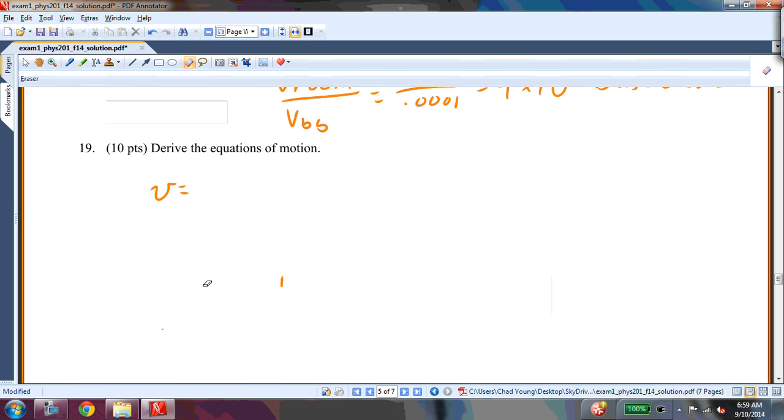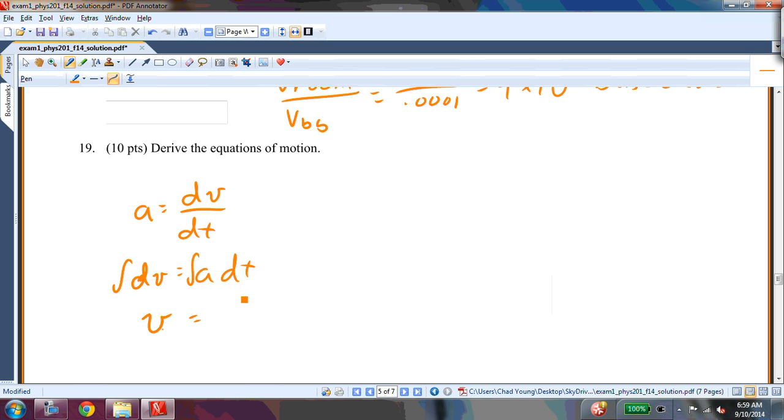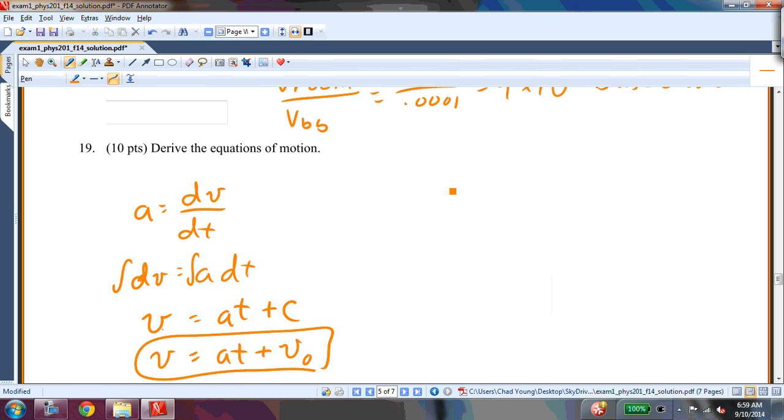We start with the definition of acceleration. a is equal to dv/dt. dv equals a dt. Integrate both sides, the integral of dv is v. a is not dependent upon t because it's a constant value, so it's at plus my integration constant. v is equal to at plus v naught. That's my initial condition.